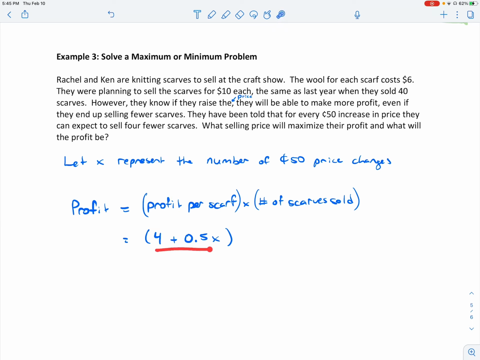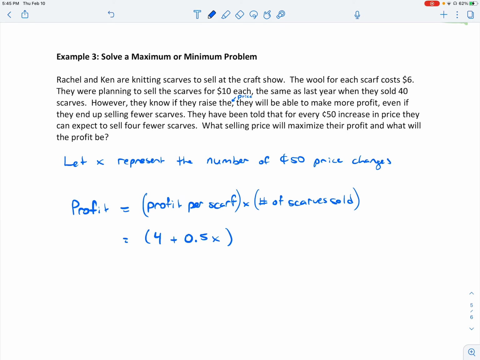So we can see from this that if x was 1, that would mean we would have 1 50-cent price change. If we put in a 1 here, the new profit would be $4.50. If we did 2 50-cent price changes, half times 2 is 1, and the new profit would be $5. So this expression represents the profit per scarf, and it depends on x, the number of 50-cent price changes.